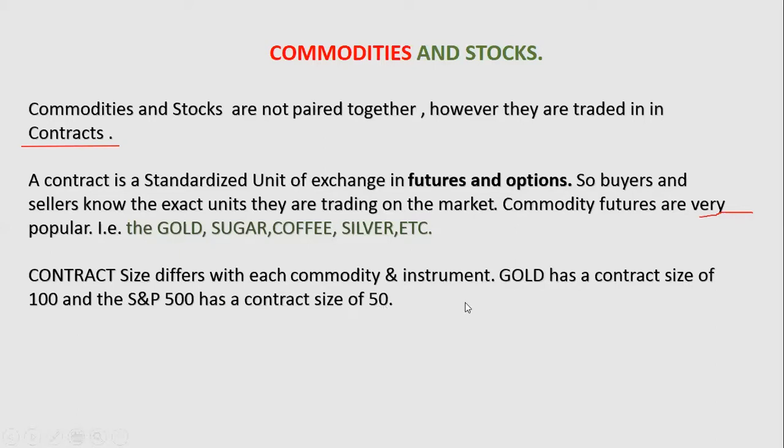Contract size differs with each commodity. Like you said, a contract is a standardized unit. It's like when you come to buy eggs here and the least they are selling is 5 crates. No matter what, every future has different standardized units of contract. Gold has a different contract size. S&P 500 has a different contract size. Coffee, sugar, each and every one has a different contract size, right?